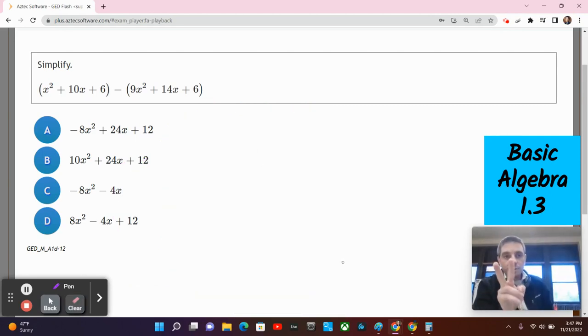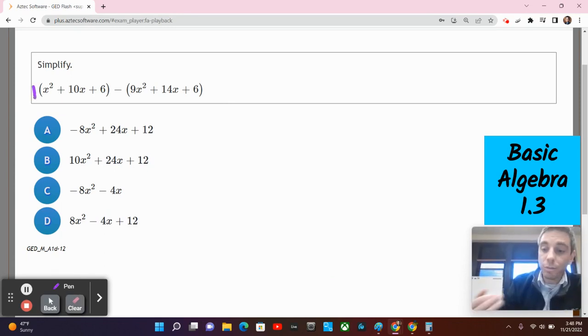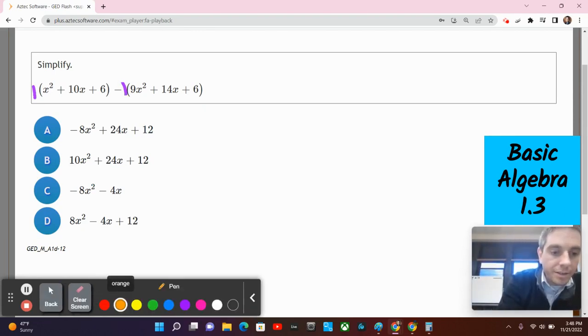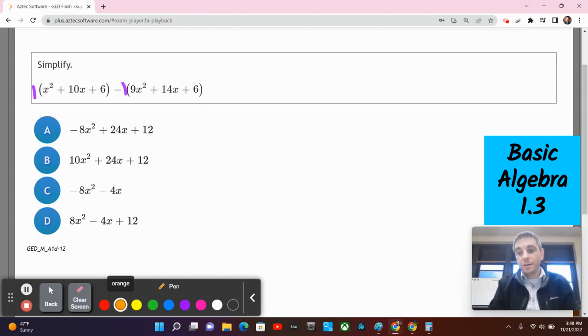We have two groups of parentheses in this question. You could think of the number 1 as being in front of that parentheses. And the same thing goes here. Minus 1 times those things. If we put that 1 in there, that might help guide us for how to break open the parentheses properly.